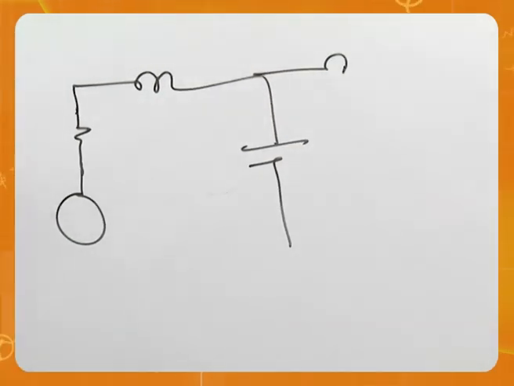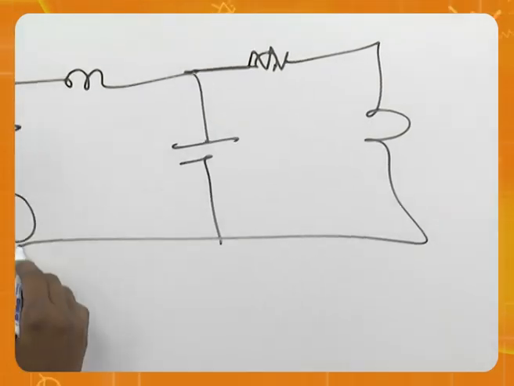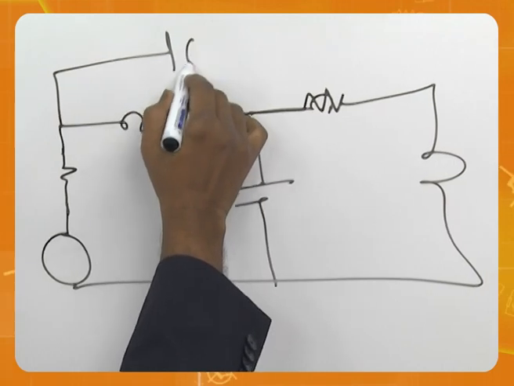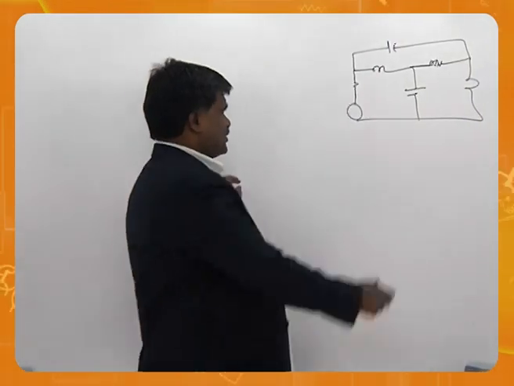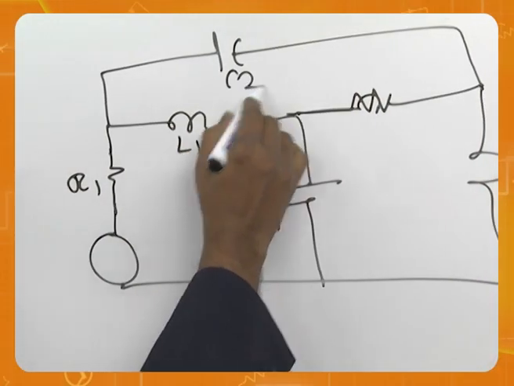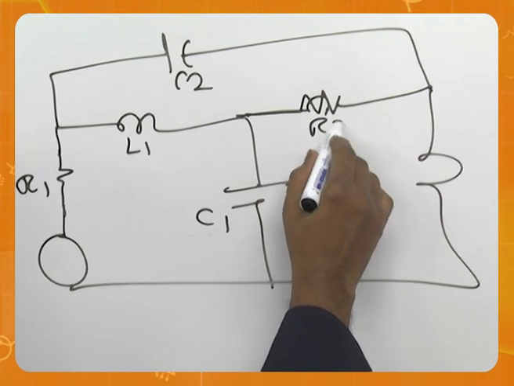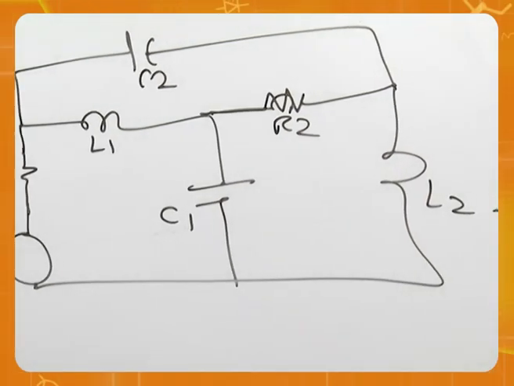Another inductor, then we will have a capacitor. Say this is the problem. So please give the names like R1, L1, C1, C2, R2, L2. How do you write the equations for this?